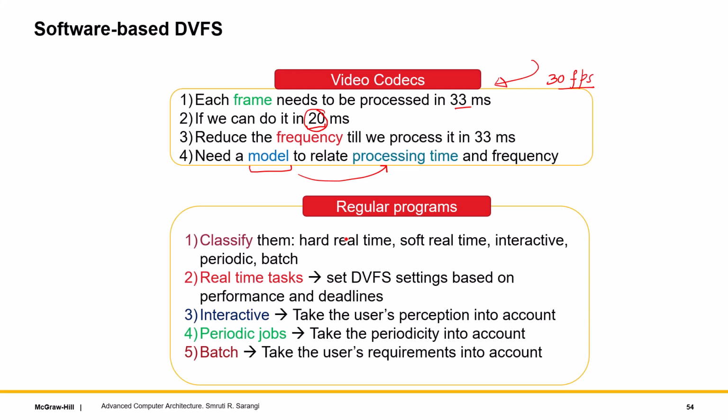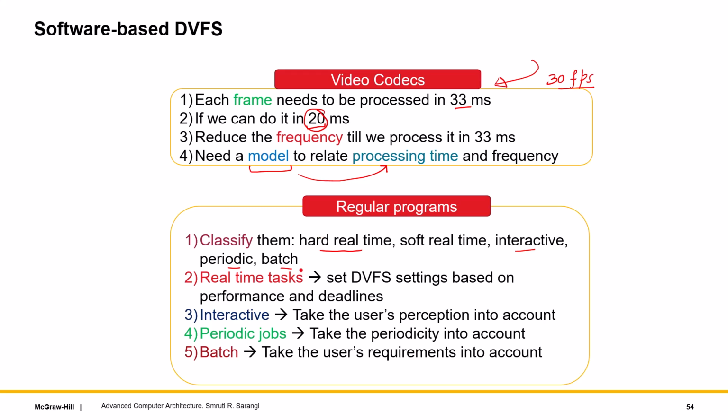So now, if we look at regular programs, we can classify them as hard real time, which means strict real time constraints. Soft real time means even if you violate a constraint, it is fine. Interactive, we know, is something like a game. Periodic would be a periodic task like this, again, video processing, where once every 33 milliseconds you need to process. And then batch is something which runs in the background. You don't really care when it finishes unless it takes very long.